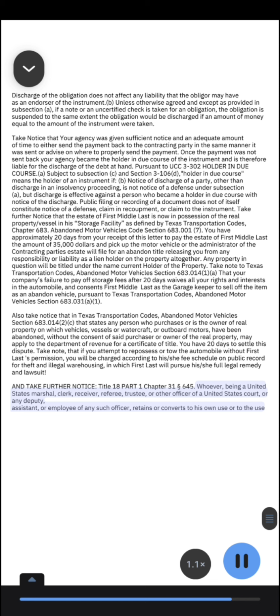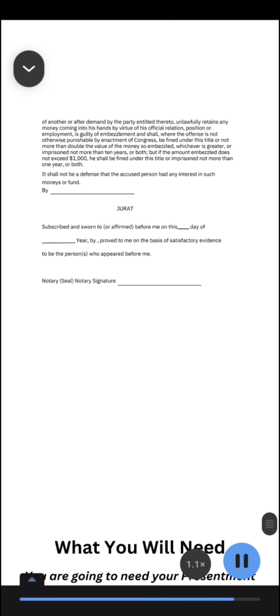Whoever, being a United States Marshal, clerk, receiver, referee, trustee, or other officer of a United States court, or any deputy, assistant, or employee of any such officer, retains or converts to his own use or to the use of another or after demand by the party entitled thereto, unlawfully retains any money coming into his hands by virtue of his official relation, position or employment, is guilty of embezzlement and shall, where the offense is not otherwise punishable by enactment of Congress, be fined under this title or not more than double the value of the money so embezzled, whichever is greater, or imprisoned not more than 10 years, or both.